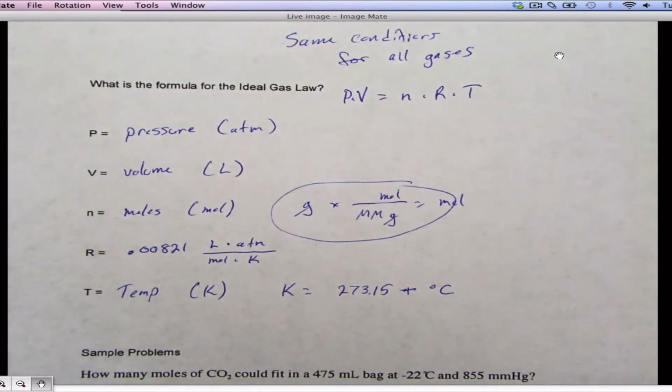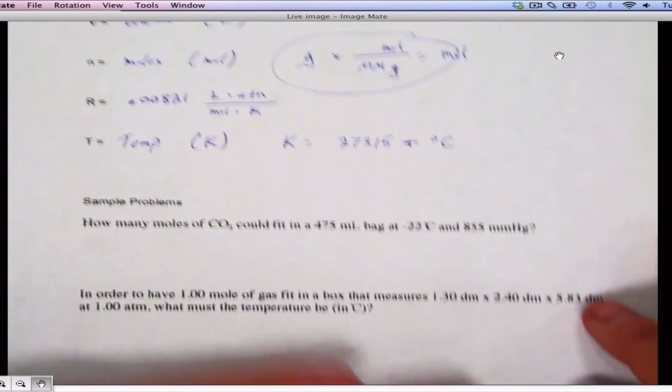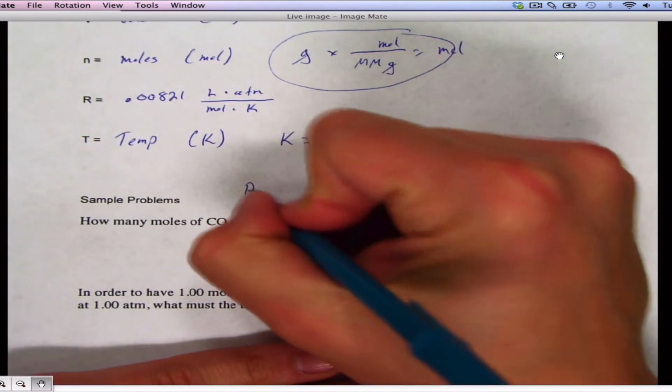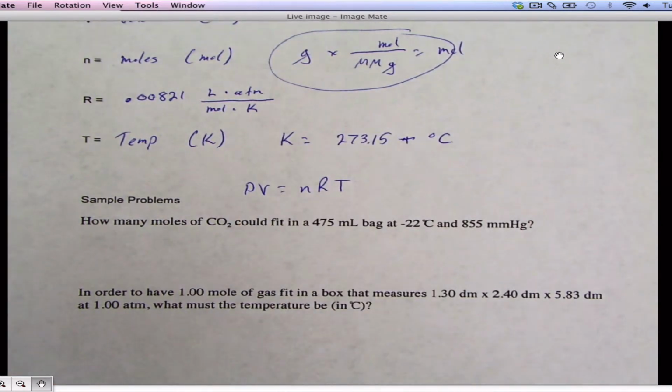So let's do one. PV equals nRT. Here we go. We'll write the formula up here so you guys can see what's going on. It says, how many moles of CO2 could fit into 475 milliliters of a bag at negative 22 degrees Celsius and 855 millimeters of mercury. Notice how they're not in the units that we want. Pressure needs to be in atm, volume needs to be in liters, and temperature needs to be in Kelvin. So we have to do some conversions.